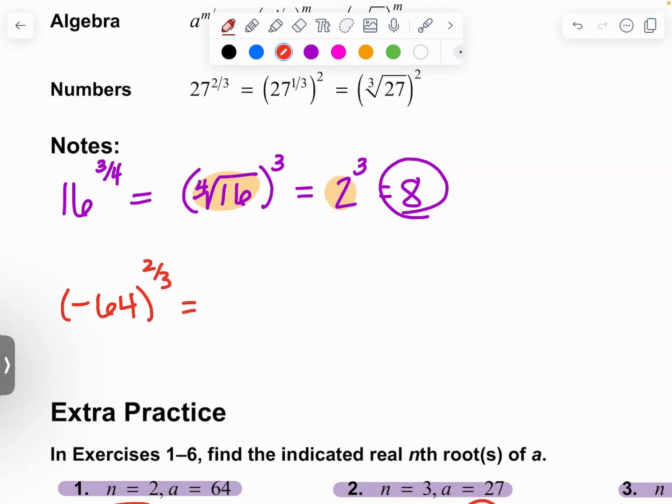All right. What does this mean? Oh, can we have a negative? Nope. Henry, would you like to try that again? Because the root is odd. Okay. So we have the cube root of negative 64 squared.